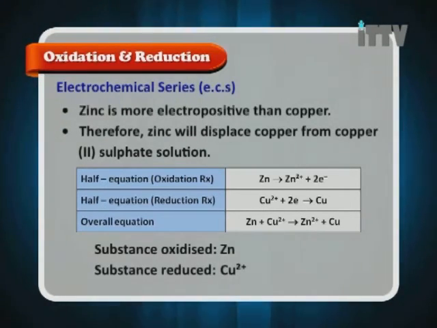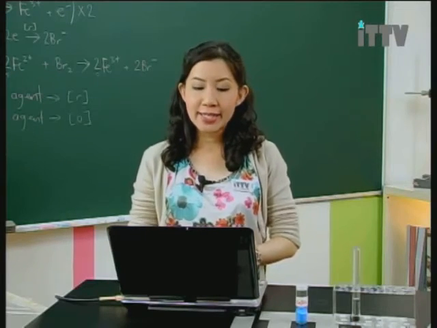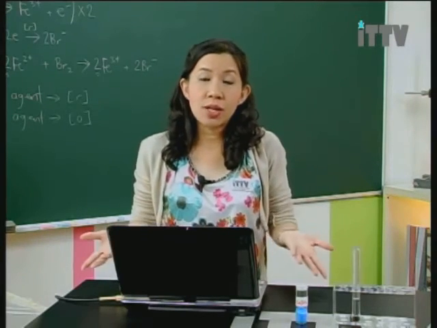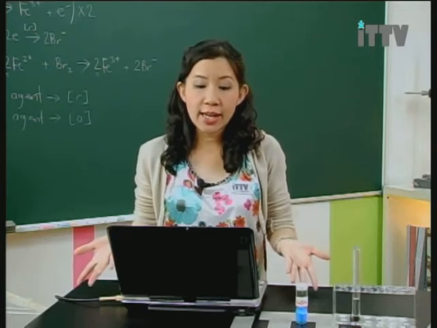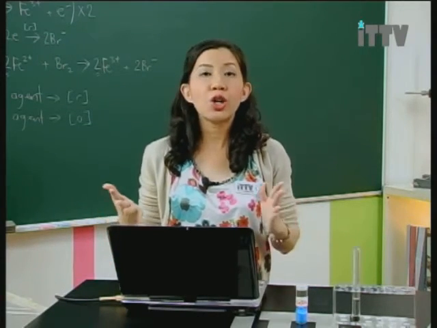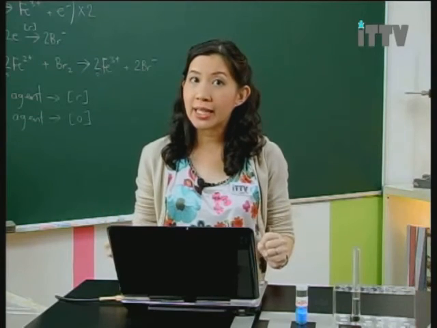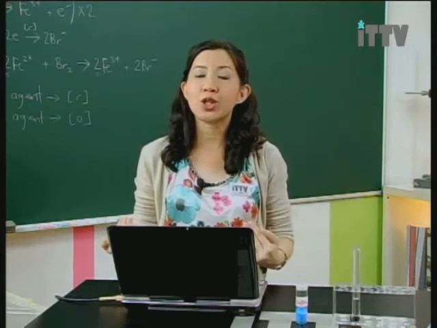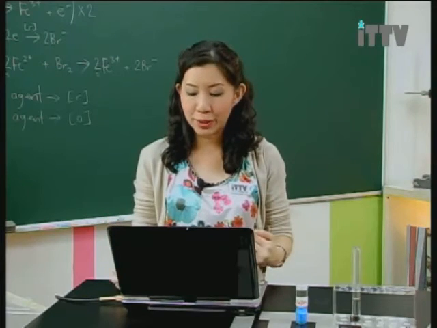So in this case here, the substance oxidized is very easily zinc. As you can see, zinc has released electrons, while the substance that has been reduced will be the copper 2+, which is blue in color because it has received electrons to become solid copper.